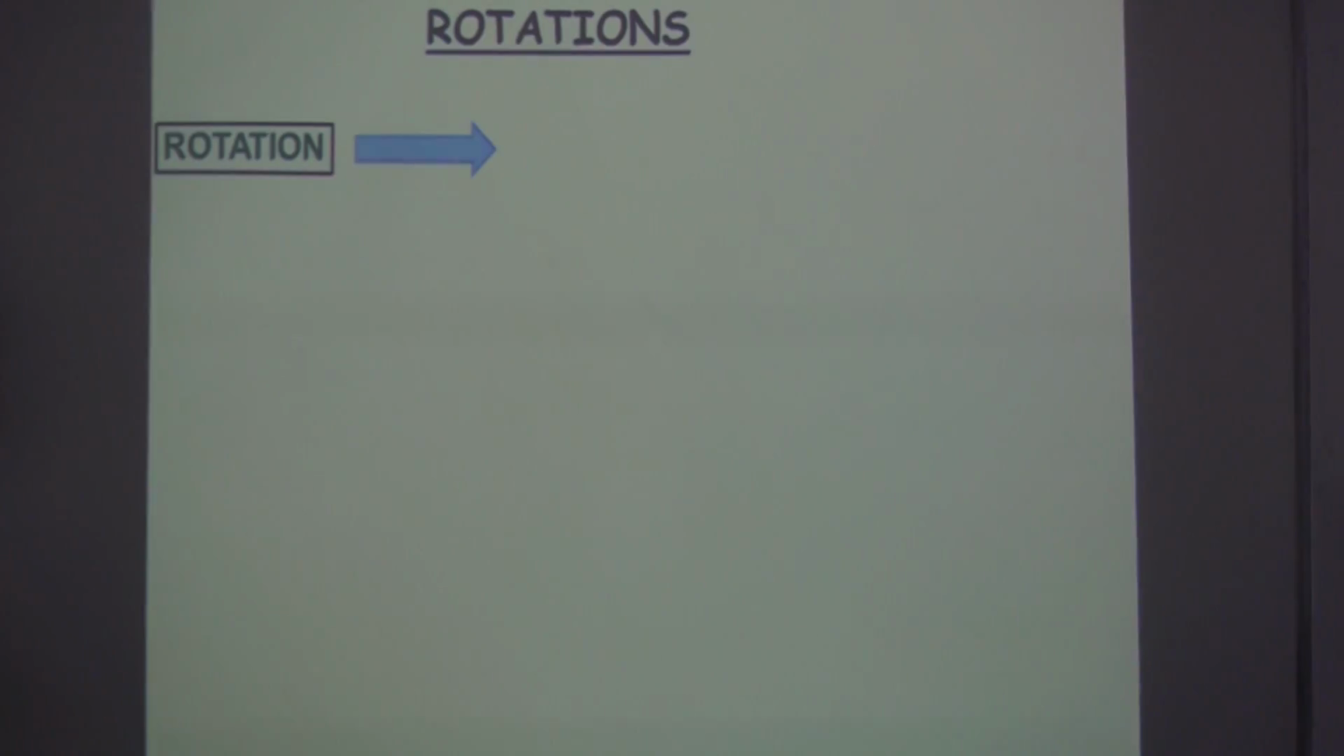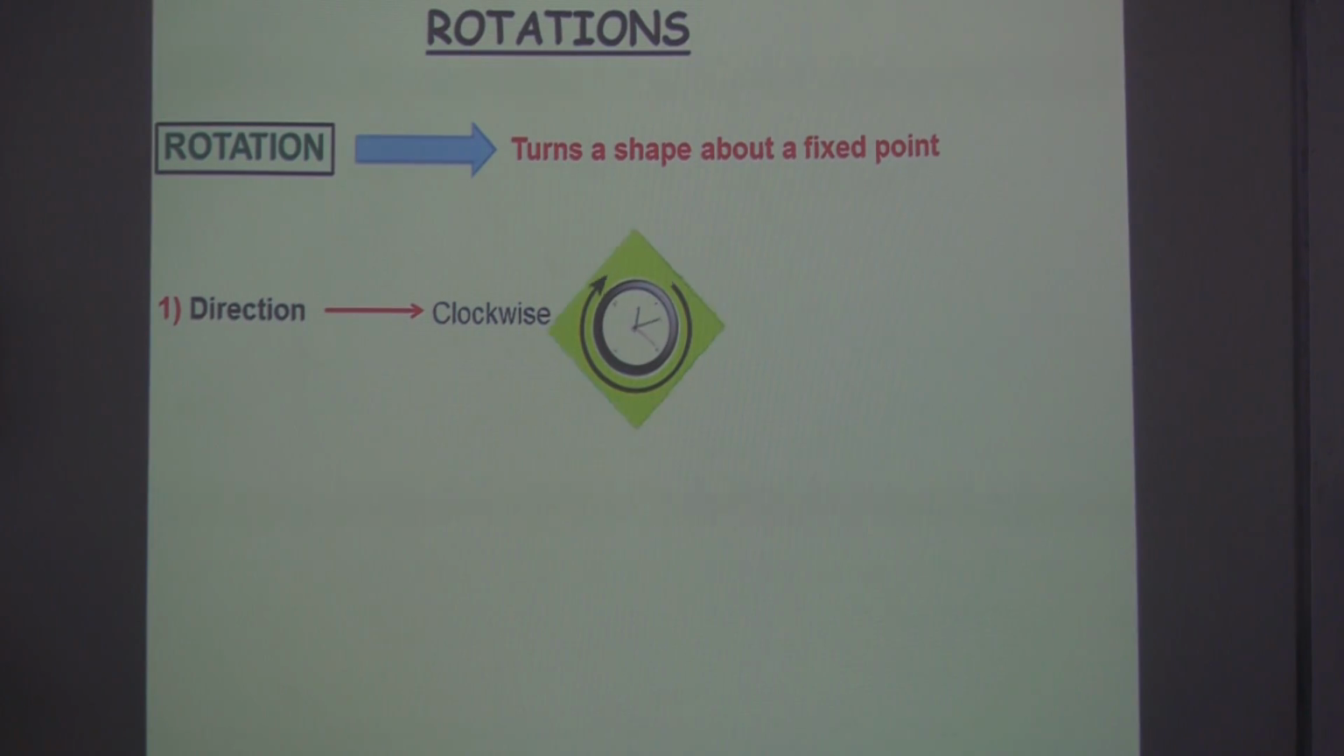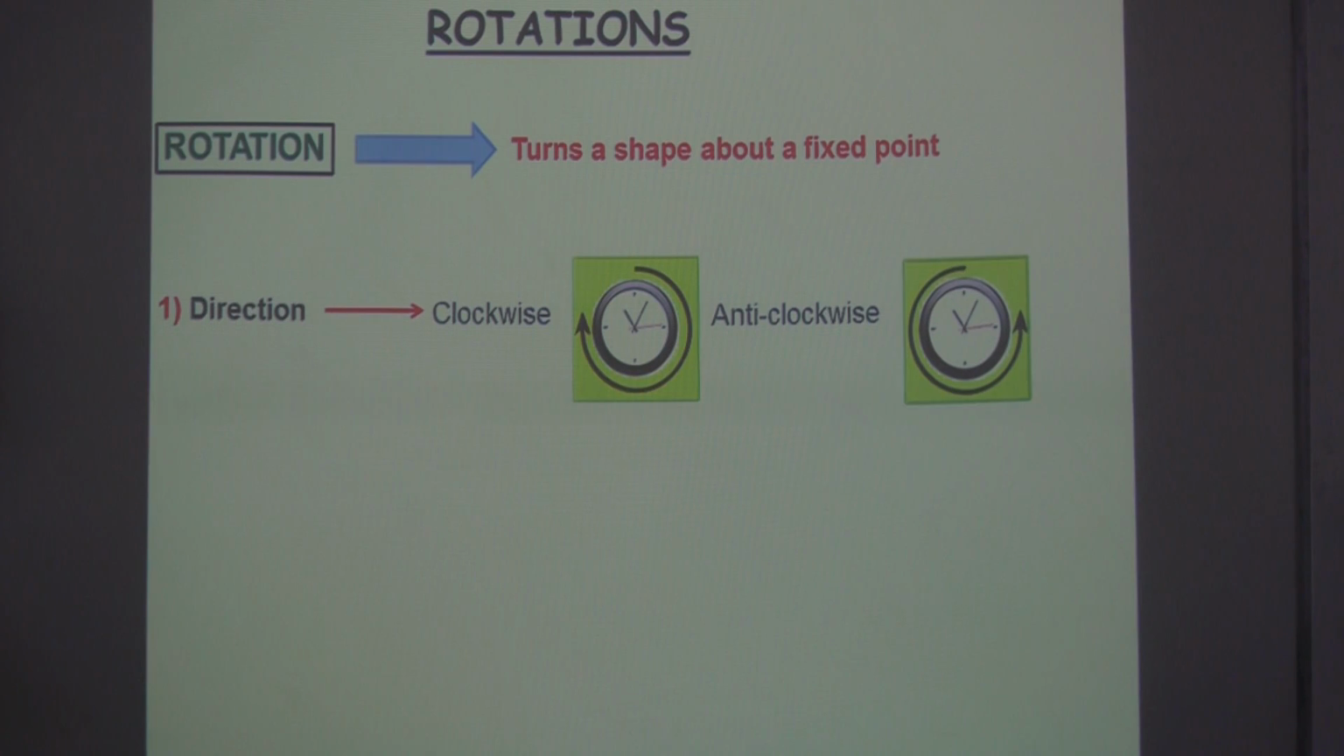Okay, next one is rotation, and this means to turn a shape about a fixed point. And we said that there are 3 things you need to know. The first one is direction, i.e. clockwise or anti-clockwise. So that's a little demonstration for you, illustrating which direction it's going in.